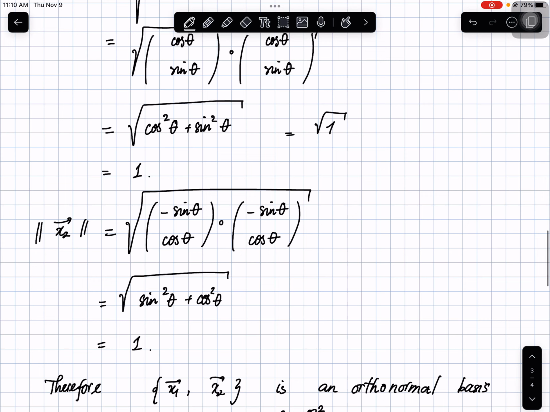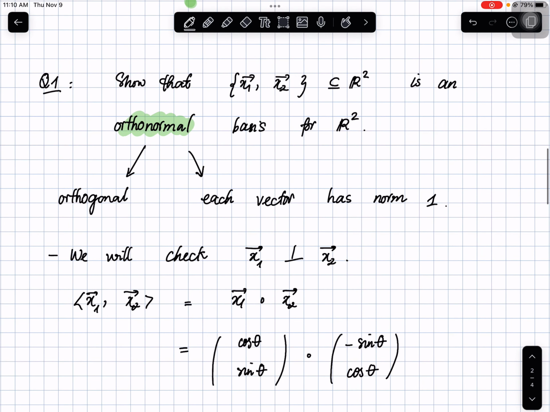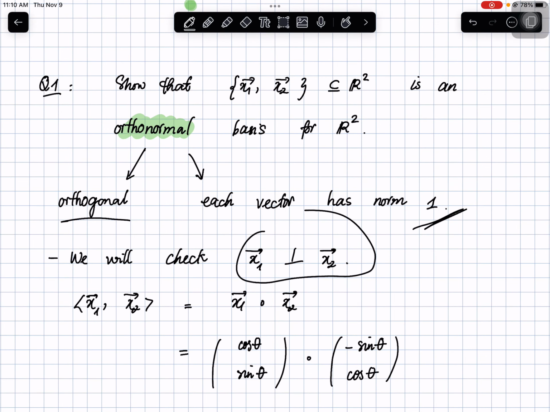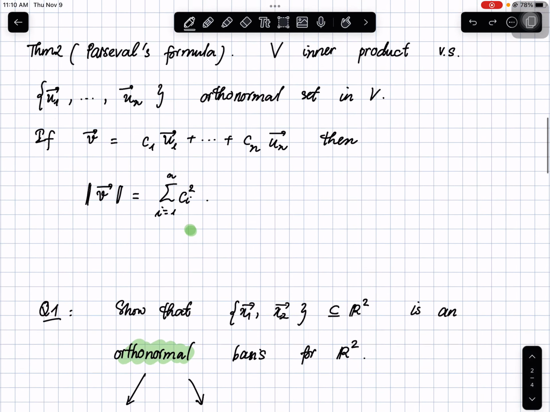So for any other question, we do similar. So if they give us three vectors in R3, we check they form an orthonormal basis of R3. Then the first step is we check they are pairwise orthogonal. So each pair of vectors is an orthogonal set, right? So two different vectors are orthogonal, and each vector has norm one. Those are the two things we need to check.